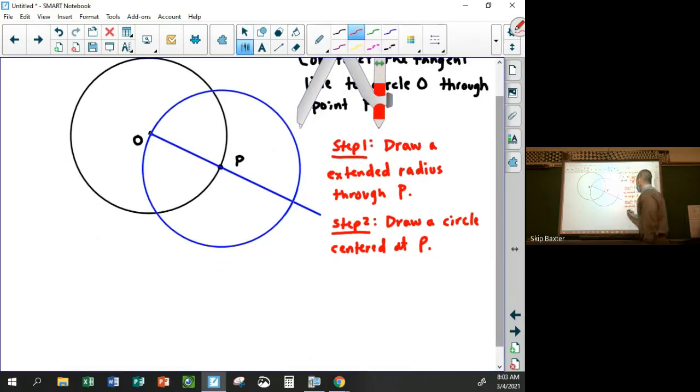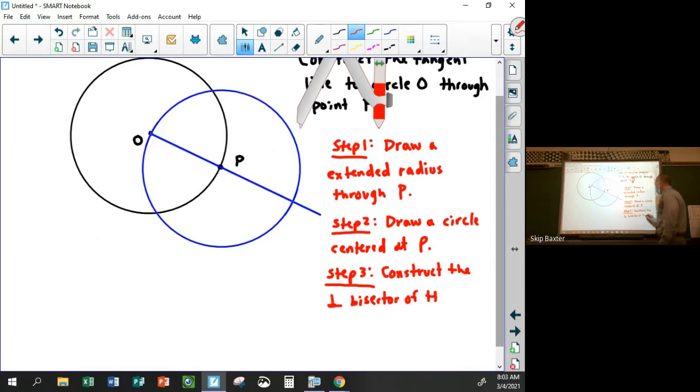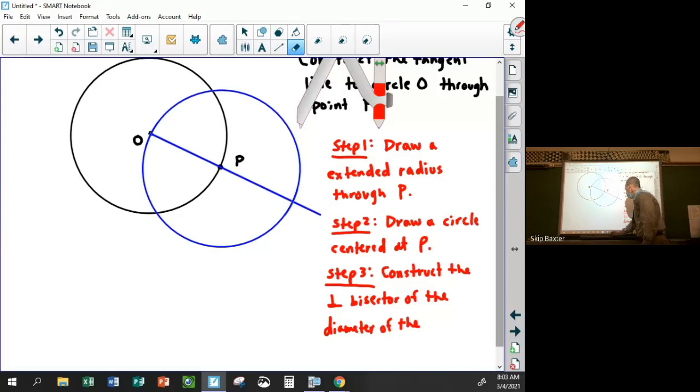Okay, so step 3 is to construct the perpendicular bisector of the diameter of the circle from step 2. Construct the perpendicular bisector of the diameter of the circle centered at P.